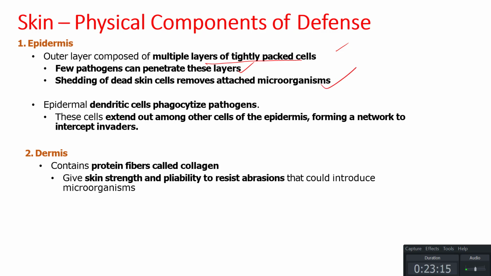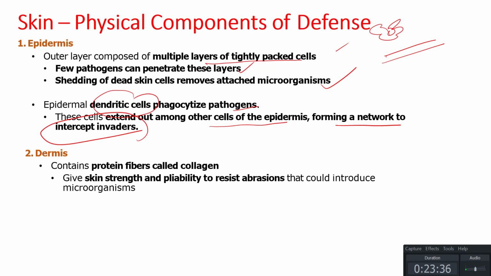And then there are epidermal dendritic cells that can phagocytose the pathogen whenever it comes onto the epidermis layer. These cells extend out among other cells of the epidermis, forming a network to intercept the invaders. So if the skin is here like this and any pathogen comes, the cells will be there and will intercept the pathogen, and then kill it.